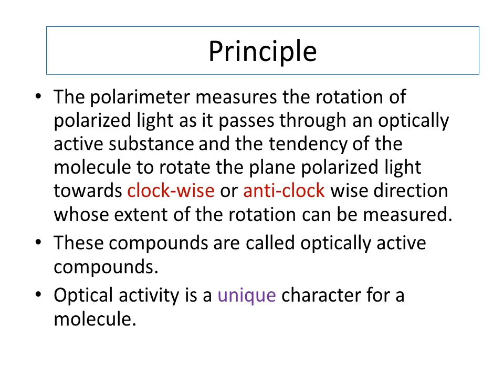So in principle, the polarimeter measures the rotation of polarized light as it passes through an optically active substance, and the tendency of the molecule to rotate the plane polarized light towards a clockwise or anti-clockwise direction, whose extent of rotation can be measured. So basically your sample can deflect the light source either to the left or to the right. So these compounds are called optically active compounds, and optical activity is a unique character for a molecule.